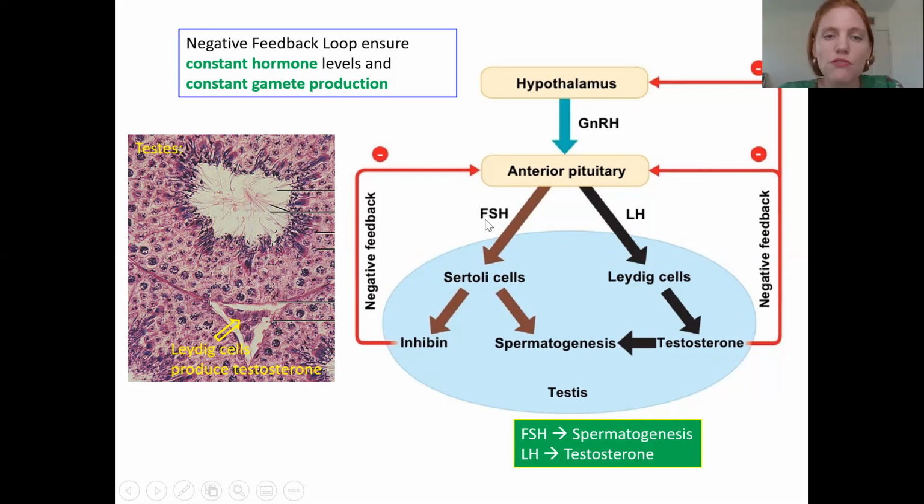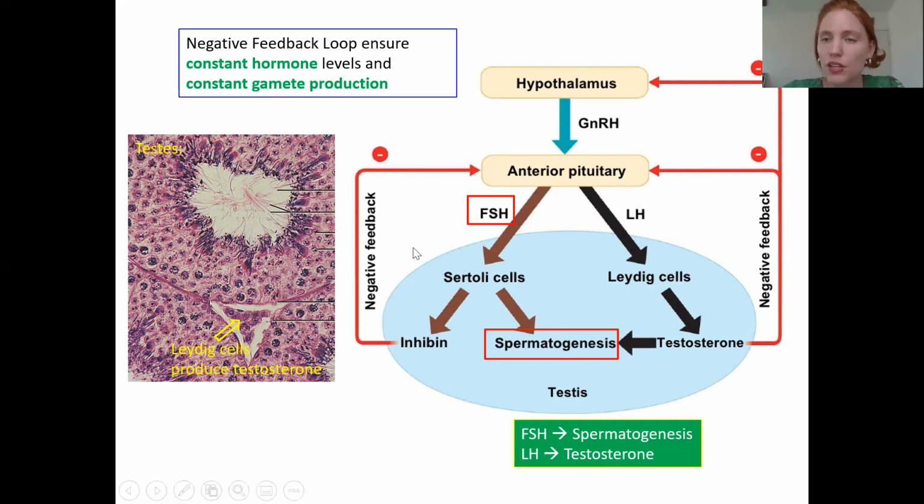Okay, so the first one, the follicle-stimulating hormone, it's going to go to the Sertoli cells, which I remember I said that the Sertoli cells are the supporting cells that help with spermatogenesis. So follicle-stimulating hormone is going to stimulate spermatogenesis. The other thing is that those Sertoli cells secrete a hormone that then goes back and inhibits the anterior pituitary. Okay, so it'll reduce the production of follicle-stimulating hormone, which again kind of makes that negative feedback loop that we already saw.